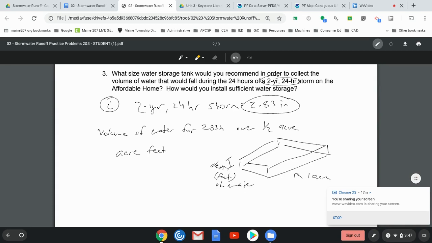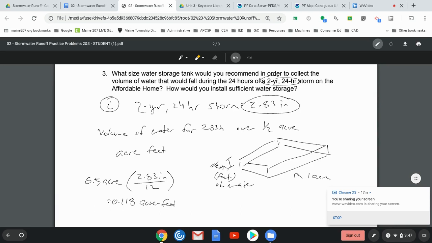So we know we have a half an acre, and we have 2.83 inches, but we need to convert that to feet, so divide by 12. So we have 0.5 times 2.83 divided by 12, which is 0.118 acre-feet of water, which doesn't really make a whole lot of sense.